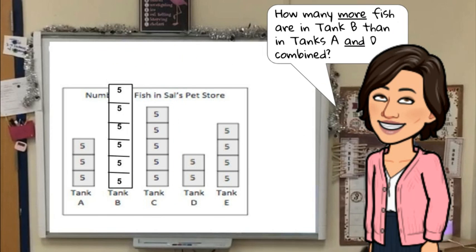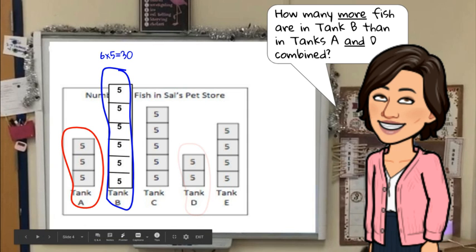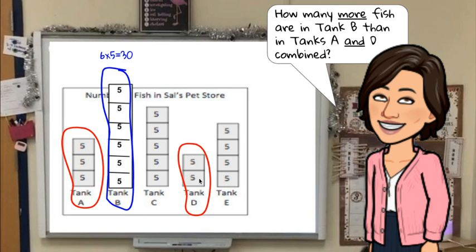Okay, now I can also combine my tapes to find out information about who has more than, how many more than another group. So this one's a little bit tricky, okay? I'm going to look at how many more fish are in just tank B compared to in tanks A and D. Okay, so tank B has 6 groups of 5. We filled that in together on the very first slide. So there's 30 fish in tank B. Tank A has 3 groups of 5, so there's 15. And tank D has 2 groups of 5, that's 10.